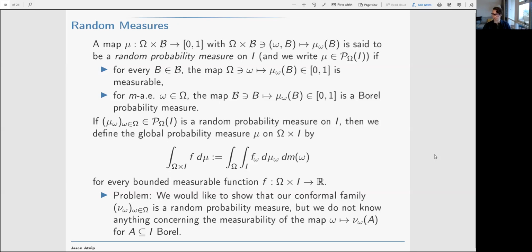The problem with our conformal family that we found so far is that while we do know that nu omega is a Borel probability measure for each omega, we don't know anything about the measurability of the map omega goes to nu omega of A for any Borel subset A. Okay, so we will eventually solve this problem by giving a limit characterization of our measures nu, and then showing that they're a limit of measurable functions, and thus we end up with our random measure. But we won't be able to get that limit characterization until we have some amount of cone contraction. Okay, so for now we're going to move on because we're also going to get our invariant density via this same cone contraction.